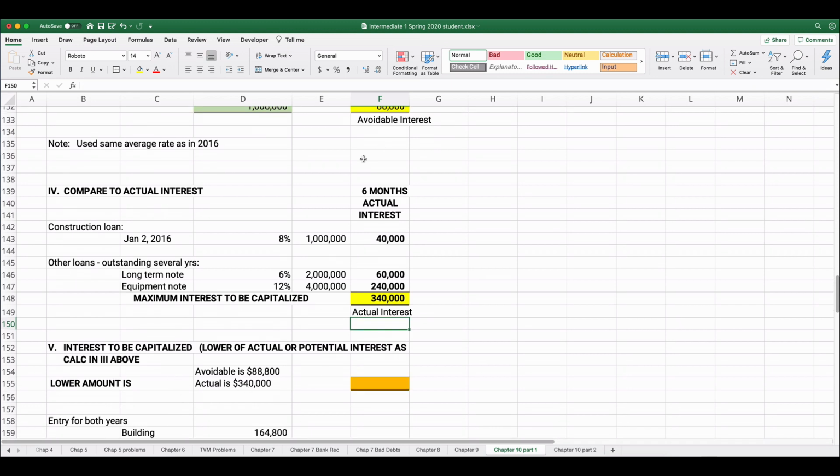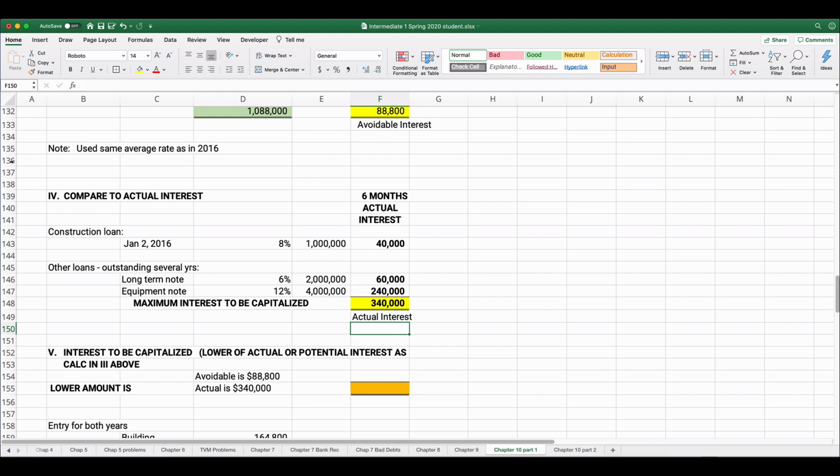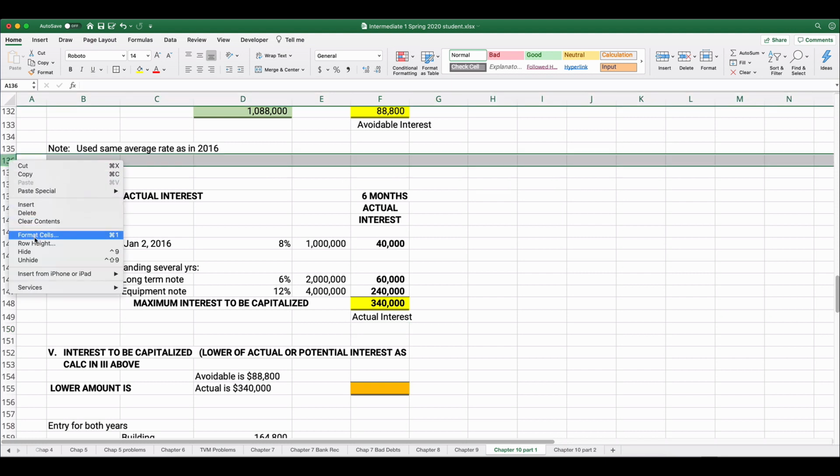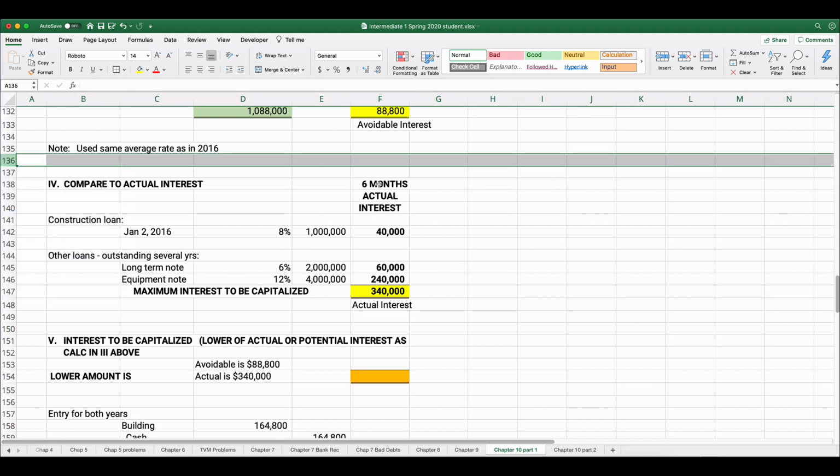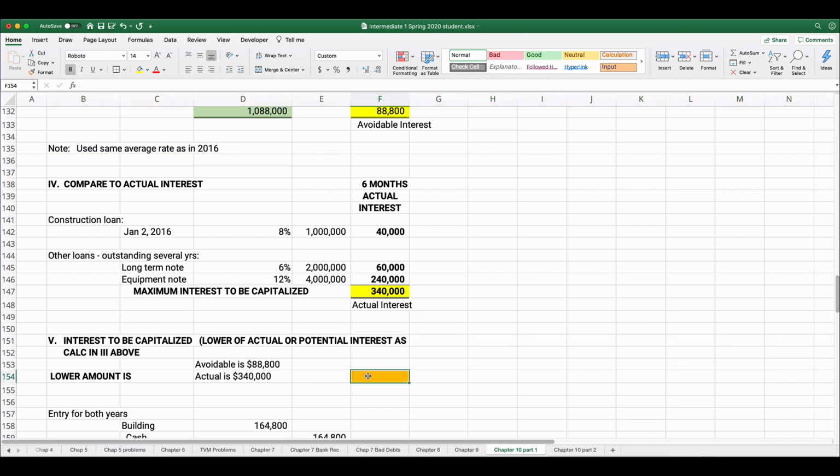So what is the lower of the avoidable and the actual? See the avoidable and the actual. The avoidable is 88,800. The actual is 340,000. So certainly our interest capitalization is going to be 88,800. How much interest do we capitalize for 2017? It's going to be 88,800.